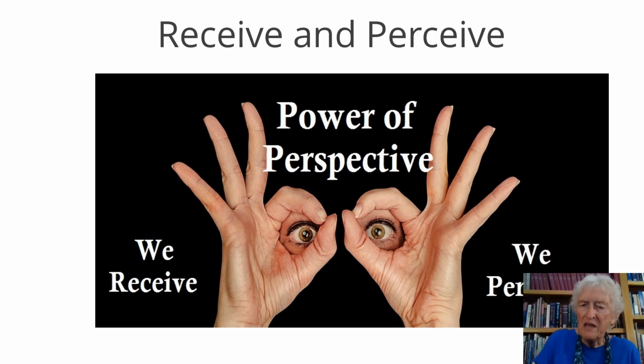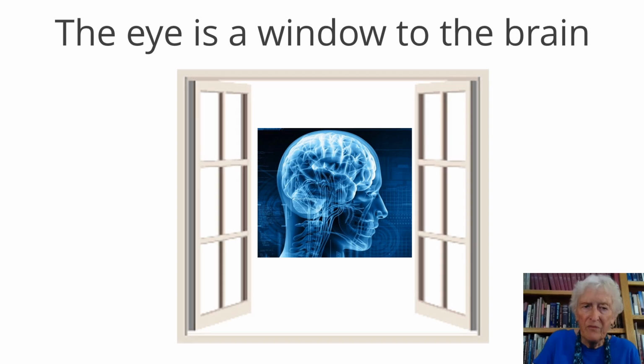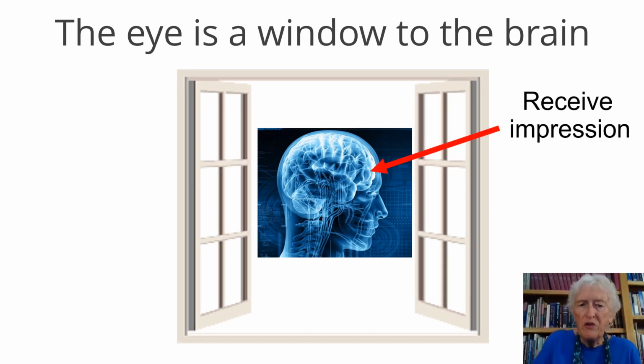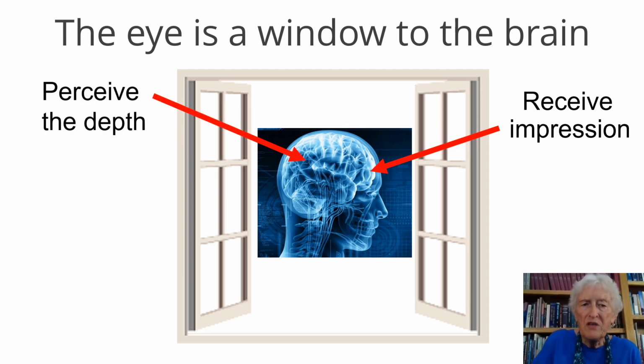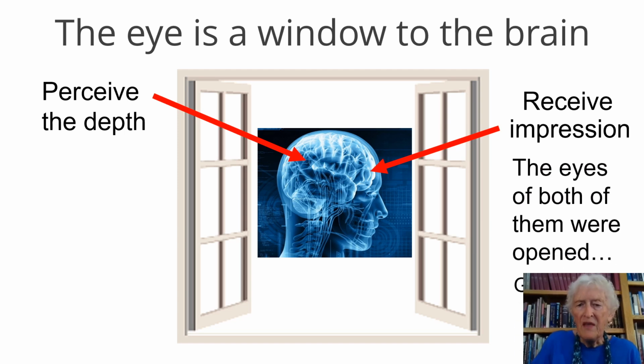The eye can do something deeper than just seeing. The eye is a window to the brain. So we receive an impression, and then we perceive the depth of meaning from that impression. And we have here, the eyes of both of them were opened, and that was in the creation account. And so certainly they were seeing with their eyes before, but now they're seeing a deeper meaning.